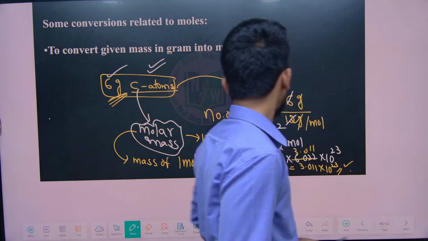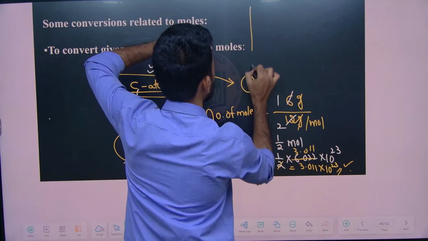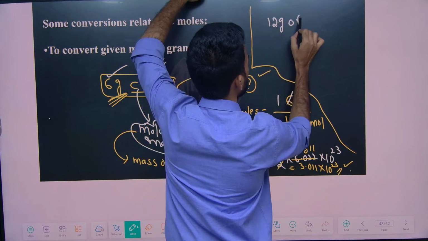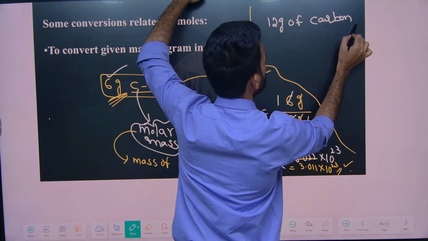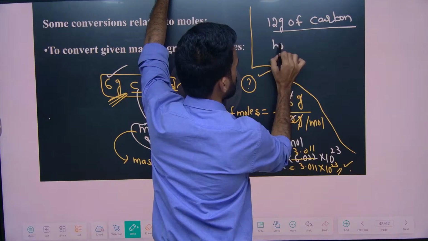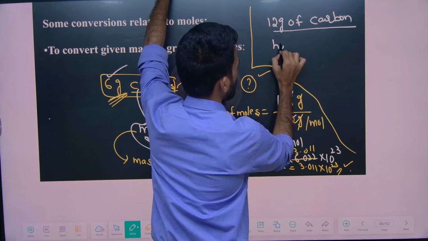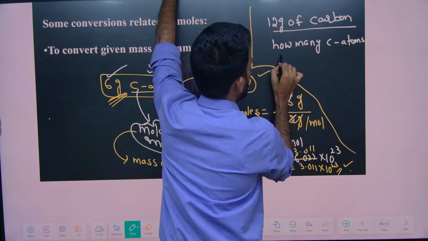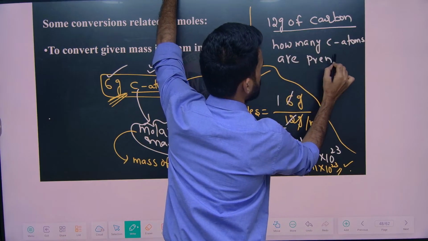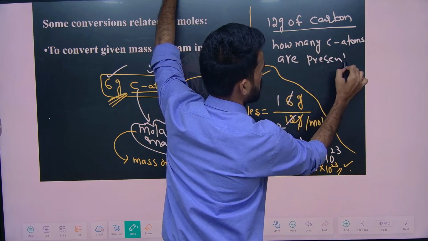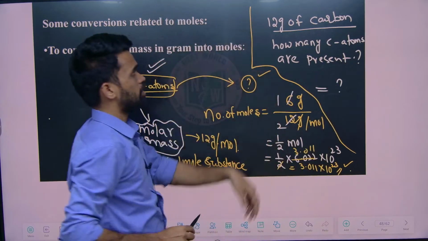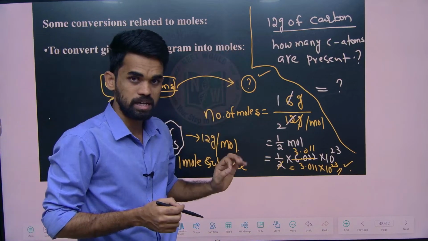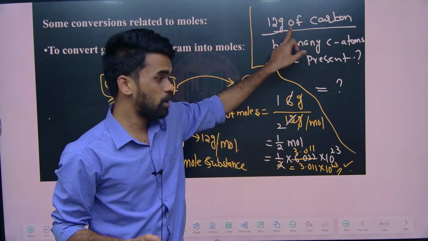Can you do one question I will be providing here? 12 grams of carbon. In 12 grams of carbon, tell me how many carbon atoms are present. So how can you do this question? Tell me. I just mentioned 6 grams of carbon and asked how many carbon atoms are present. In the same way, given 12 grams, how many carbon atoms are present?